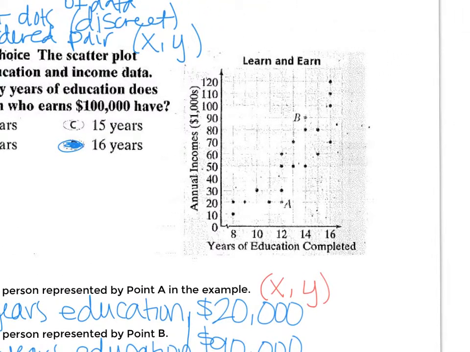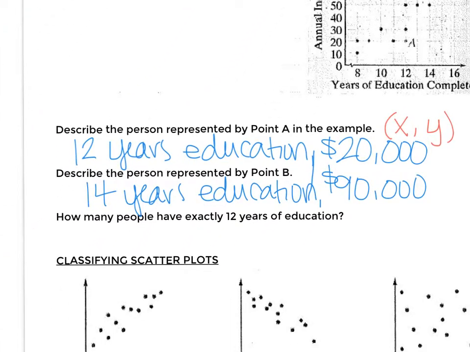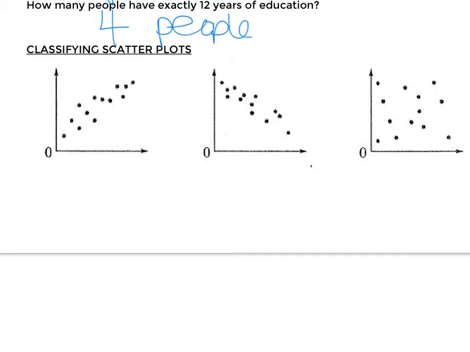The next question, how many people have exactly 12 years of education? So go back over to your graph and look at the 12 years. All of these points have 12 years of education. How many people is that? It's 4 people. So what we have done so far is we have been able to interpret a scatter plot. Now we are going to classify scatter plots.